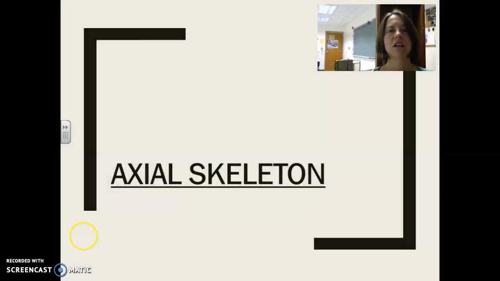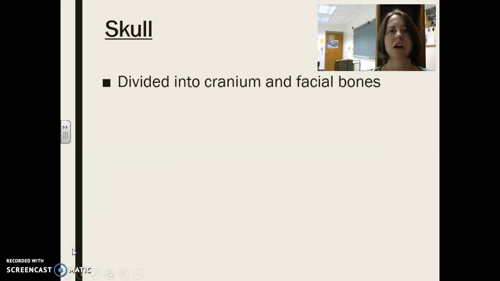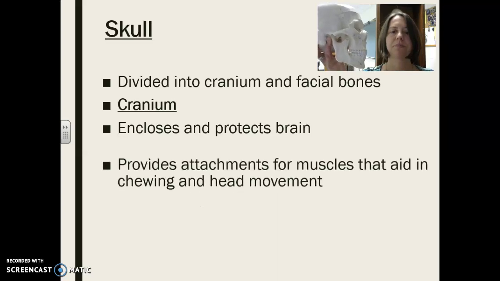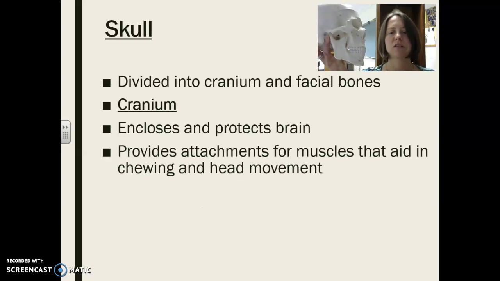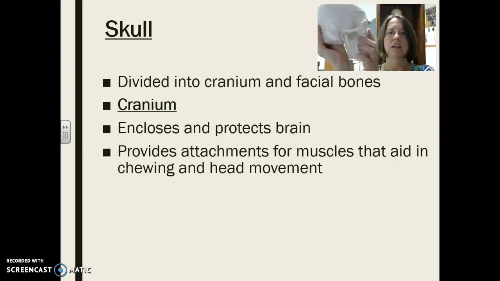This is Chapter 7, Part 3, and we are studying the axial skeleton, which, if you remember, is the body's axis, and we will start with the skull. The skull is divided into the cranium and the facial bones. The cranium encloses and protects the brain. It provides attachment for muscles that aid in chewing and in head movement.